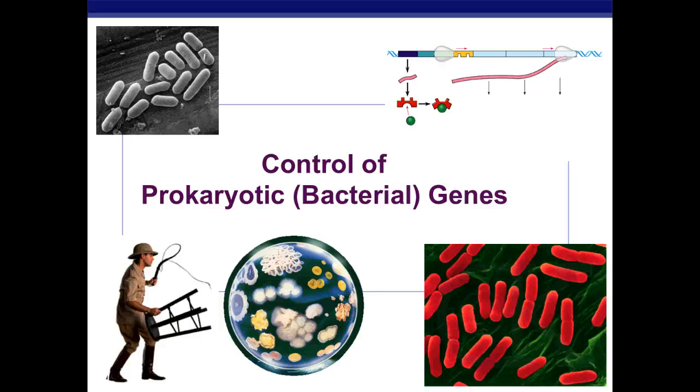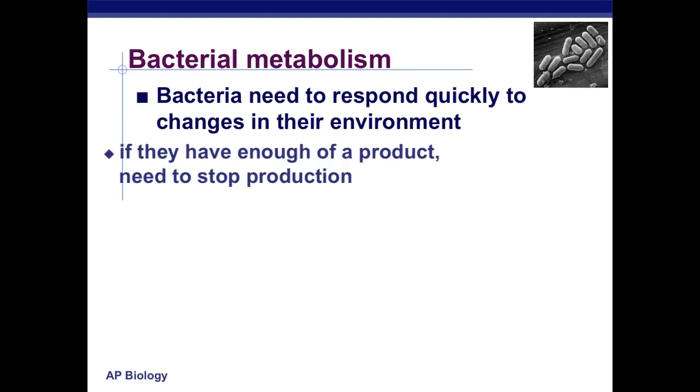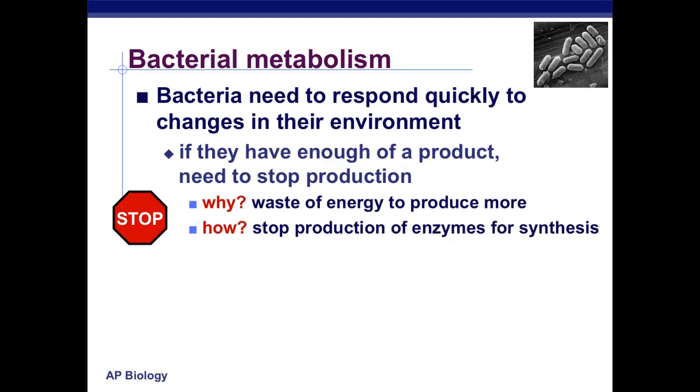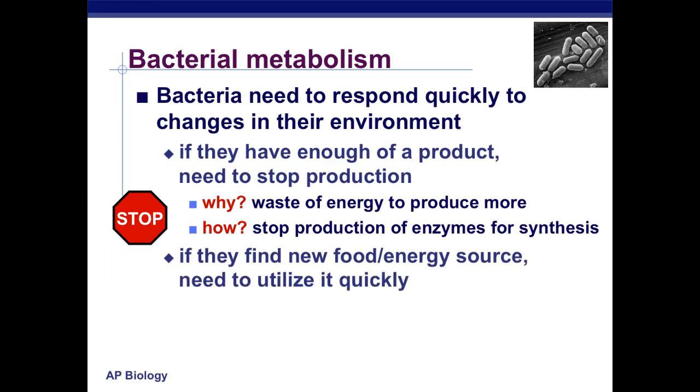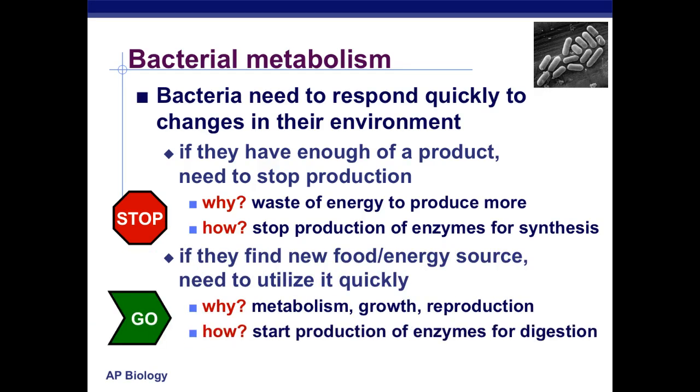Today we'll be talking about control of prokaryotic genes or bacterial genes. Bacterial metabolism: bacteria need to respond quickly to changes in their environment. If they have enough of a product, they need to stop production. Why? Because it's a waste of energy to produce more.